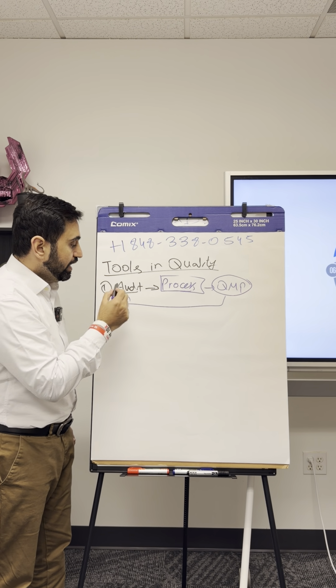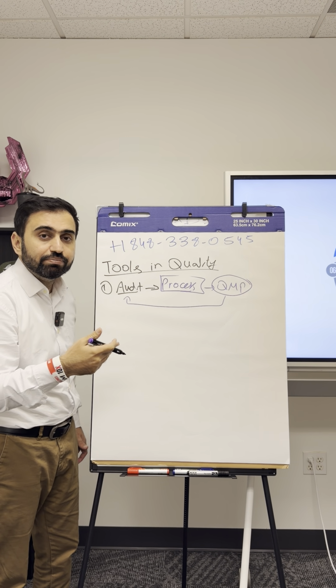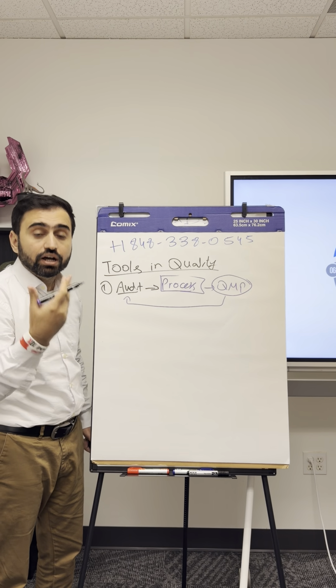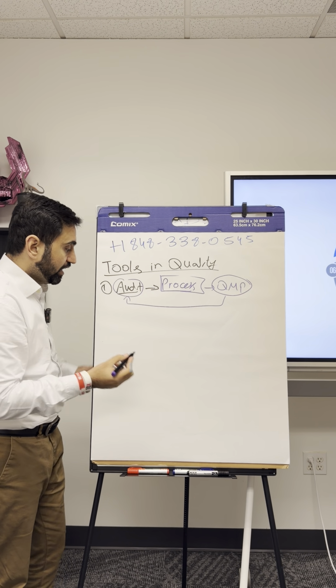Then we follow it, and the audit can be internal, external, independent. Mostly third party independent audit is one of the most recommended and known things. Okay, now let's discuss other tools of quality.